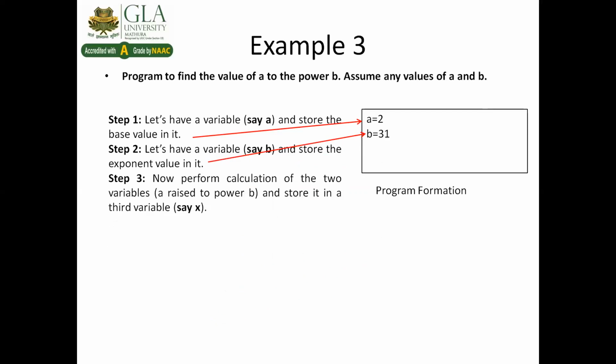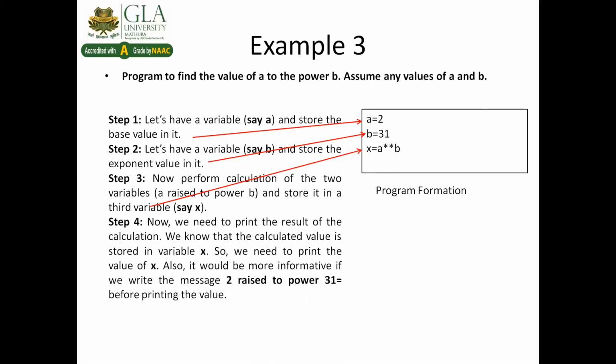Now, to perform the calculation of a to the power b, we just have to calculate it on the right hand side and store it in a variable on the left hand side. Let us take the variable as x. So we are going to write x equal to a double star b. This double star is the exponentiation operator, which gives you the value of a to the power b. So it will be calculated as 2 to the power 31, because the value of a is 2 and the value of b is 31, and the calculated value will be stored in the variable x.